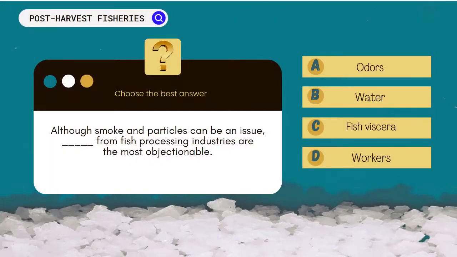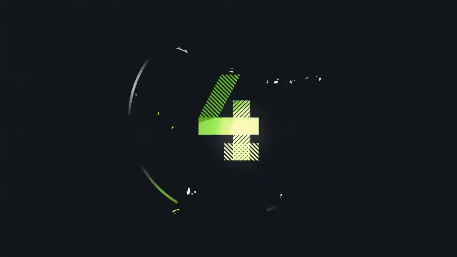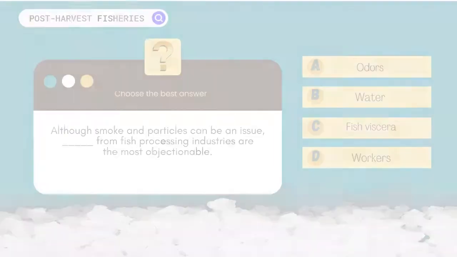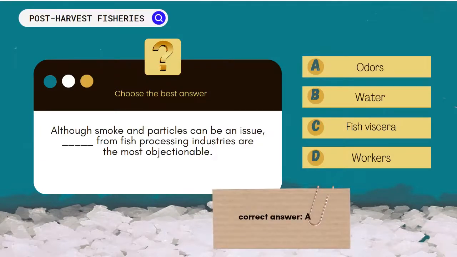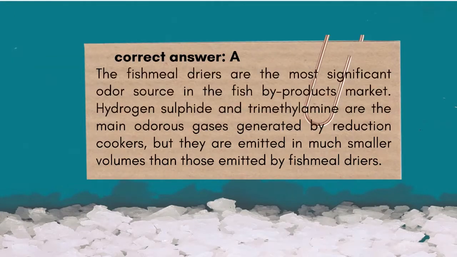Although smoke and particles can be an issue, blank from fish processing industries are the most objectionable. A. Odors. B. Water. C. Fish viscera. D. Workers. The correct answer is A. The fish meal dryers are the most significant odor source in the fishy products market. Hydrogen sulfide and trimethylamine are the main odorous gases generated by reduction cookers, but they are emitted in much smaller volumes than those emitted by fish meal dryers.